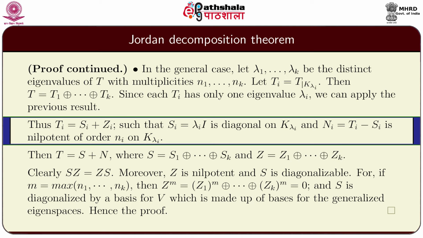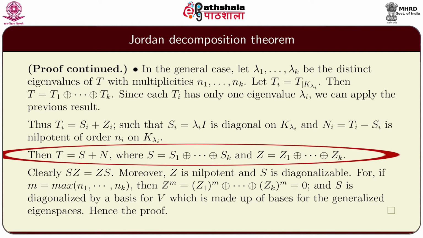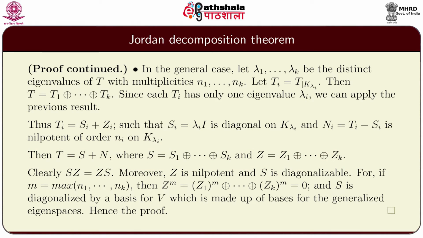Therefore, we can write Ti equal to Si plus Zi such that Si is lambda i, that is diagonal on K lambda i, and Zi equal to Ti minus Si is nilpotent of order ni on K lambda i. Then we have T equal to S plus Z, where S is S1 direct sum and so on up to Sk, and Z is Z1 direct sum and so on up to Zk. Clearly SZ is equal to ZS. Moreover, Z is nilpotent and S is diagonalizable.